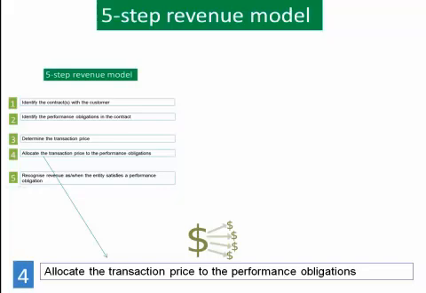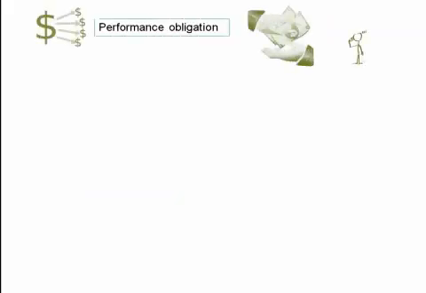the performance obligations. The objective when allocating the transaction price is for an entity to allocate the transaction price to each performance obligation or distinct good or service in an amount that depicts the amount of consideration to which the entity expects to be entitled in exchange for transferring the promised goods or service to the customer.